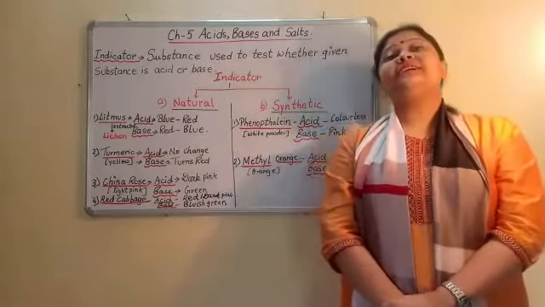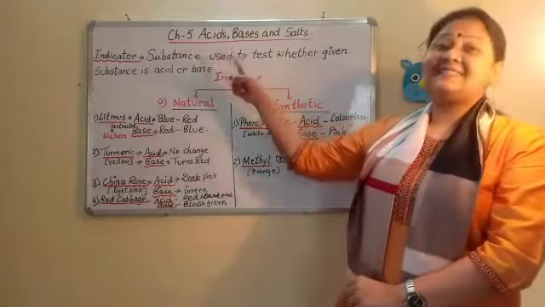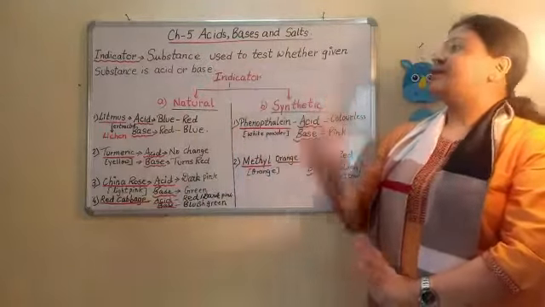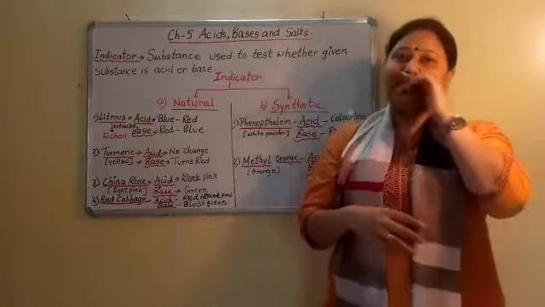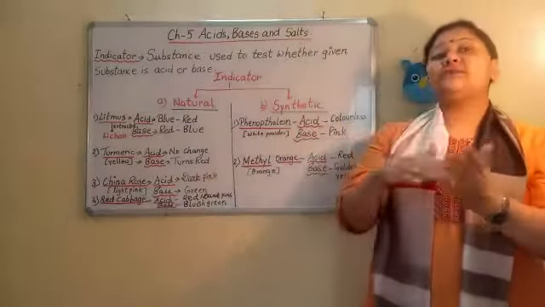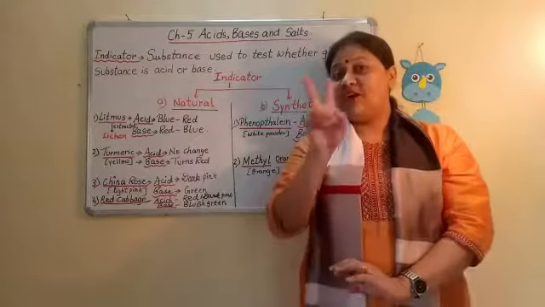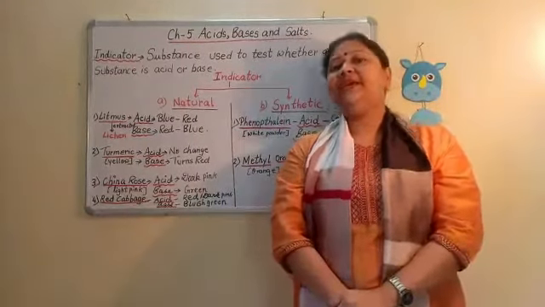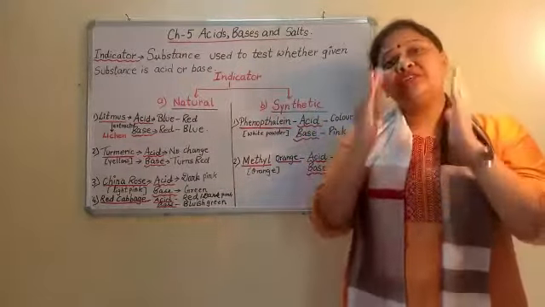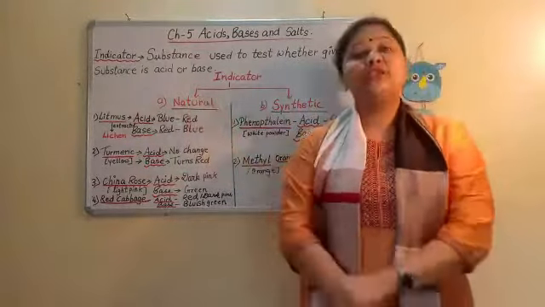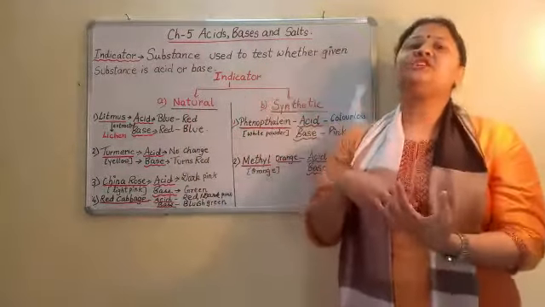So we use a substance which is known as an indicator. An indicator is a substance used to test whether the given substance is acidic or basic in nature, or we can say whether the given substance is an acid or a base. Basically, indicators are of two kinds mainly. The first one is natural and the second one is synthetic. Firstly, I will be discussing the natural indicators, that is, what we get from nature.